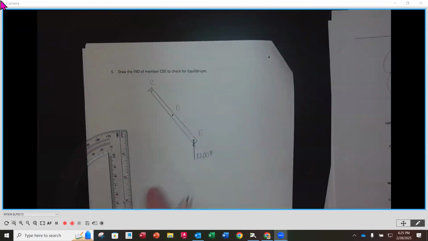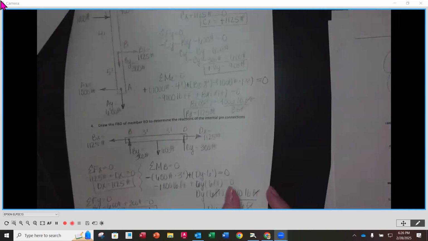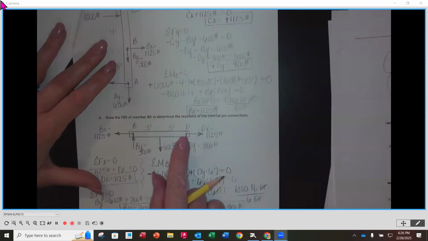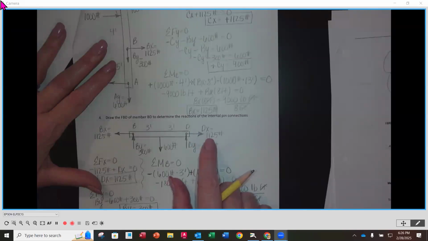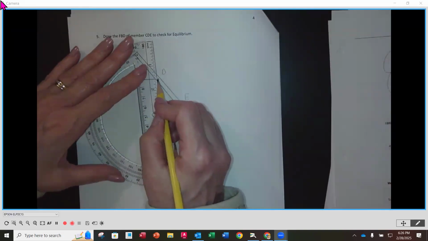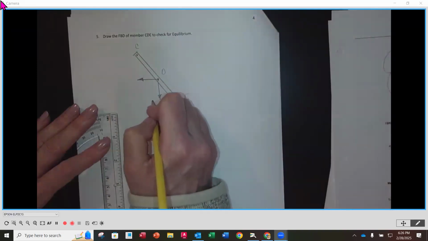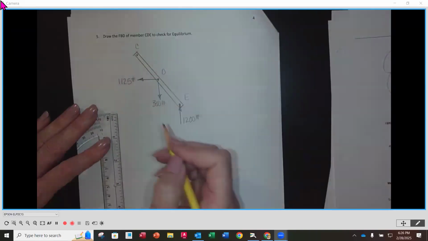Now, D and C were those internal pins, so we've got to look back. I'm going to do D first. We had DX going to the right on member BD, and we had DY going up on that same member. So when we switch to our CDE, we're going to show this going in the opposite direction. Same magnitude, but opposite direction. So the X is going to go to the left and the Y is going to go down. We had 300 for the magnitude in the Y and 1125 here.